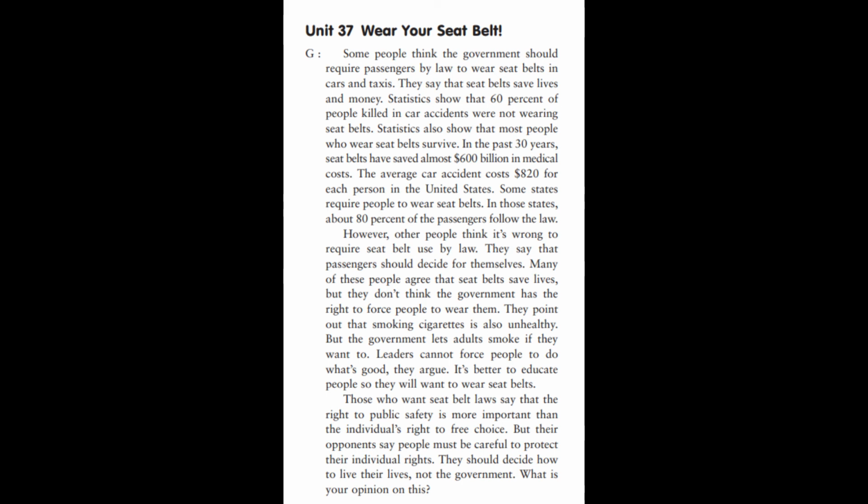Those who want seatbelt laws say that the right to public safety is more important than the individual's right to free choice. But their opponents say people must be careful to protect their individual rights. They should decide how to live their lives, not the government. What is your opinion on this?